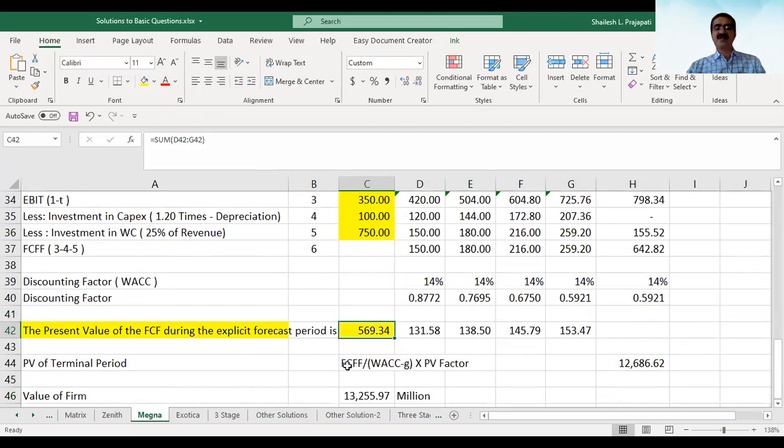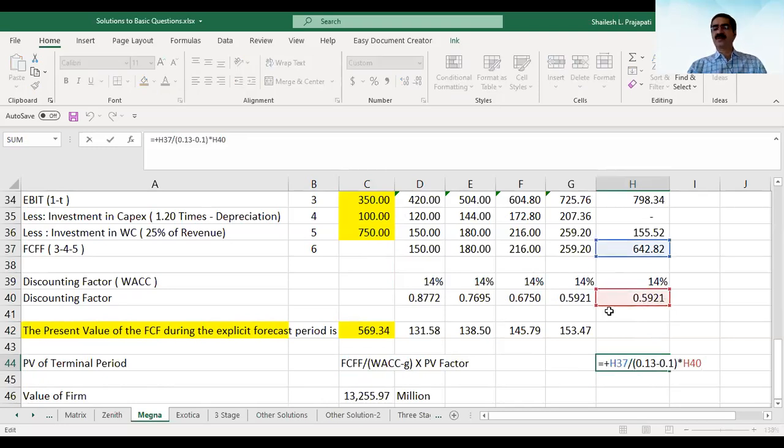The formula is FCFF of that particular year, that is 642, this one. Then divide by WACC. So WACC is 0.13 of that particular year. G is given as 10%, so we have taken 10. So G is 10, and multiplied by the PV factor. So the PV factor will be the same, H40, 0.5921. What we have taken is 642, H37, divided by 0.13, the WACC for the stable growth period, minus G, which is 10%, multiplied by the last PV factor.